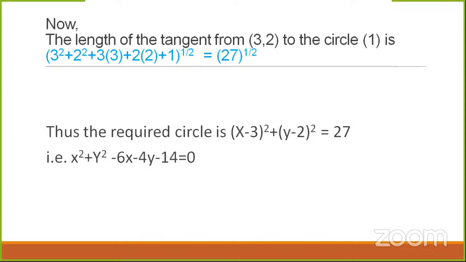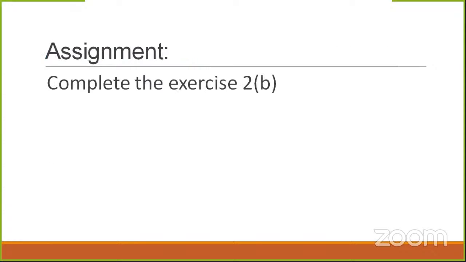On simplification we shall get x square plus y square minus 6x minus 4y minus 14 equal to 0, which is the required equation of the circle. Dear children, with this we have completed our system of circles chapter. So we have completed the 2 chapters, circles and system of circles, in our coordinate geometry. And today's assignment is to complete the exercise 2b.